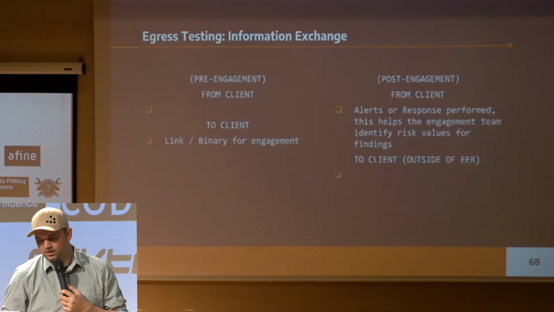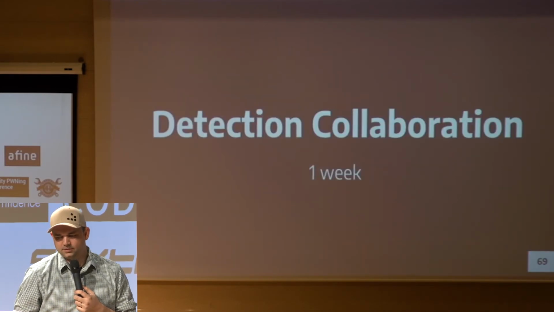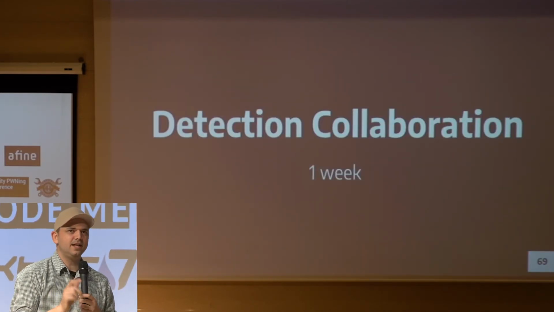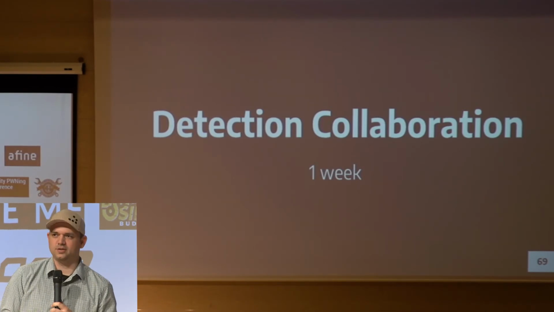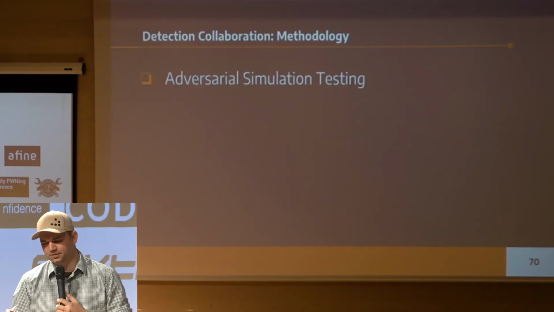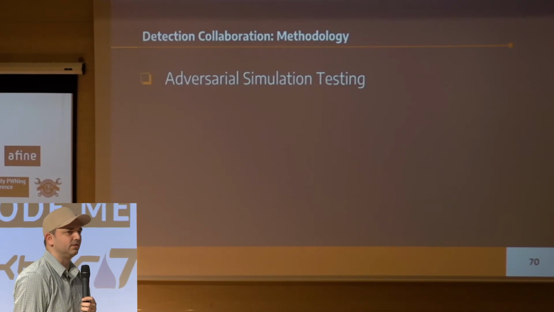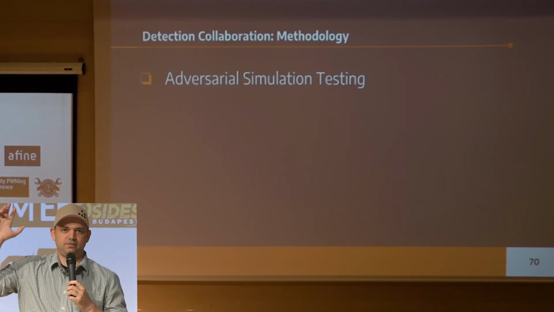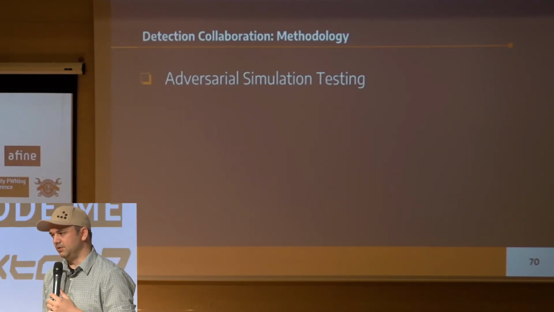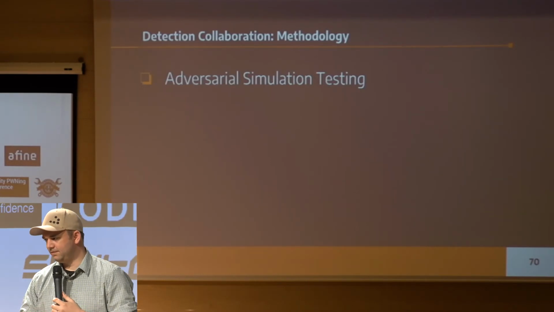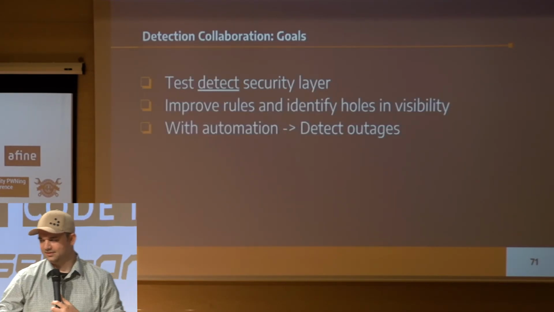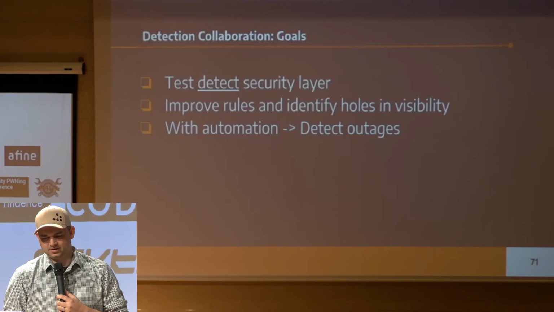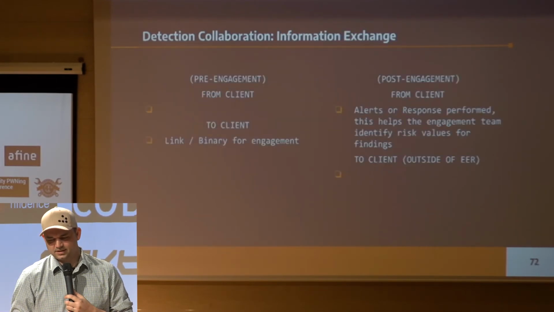So, identify C2, detection collaboration. Detection collaboration is what I used to call it, and now it has a new term, adversarial simulation testing. It's the big rave these days, so I don't have to talk too much about it since I only have 1 minute-ish. All right, 3 minutes. So it detects the security layer.